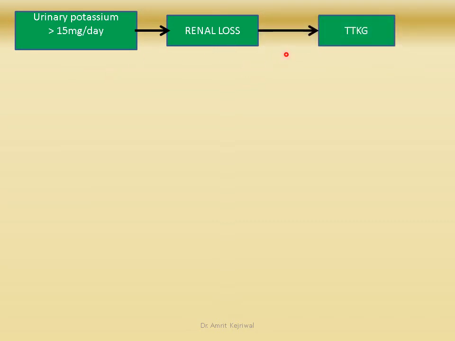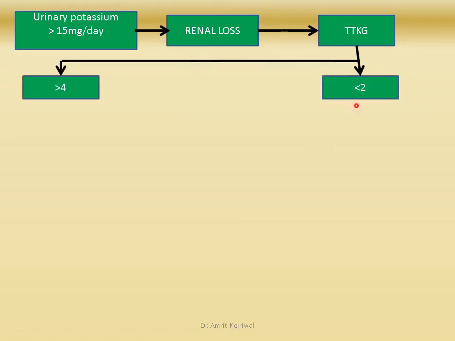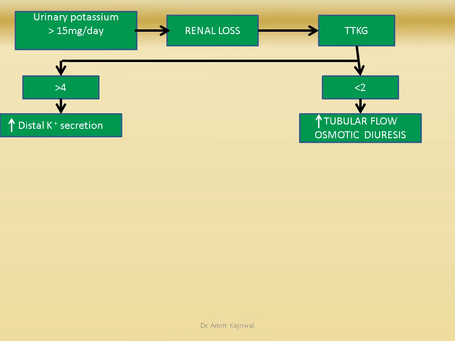Urinary potassium greater than 15 milligrams per day, continued from the previous slide. Then it implies that it's a renal loss predominantly. Do the TTKG, transtubular potassium gradient. It may be less than 2 or greater than 4. If it is less than 2, it means that there is increased tubular flow and this is due to osmotic diuresis. If it is greater than 4, it means that there is a distal potassium secretion increase.